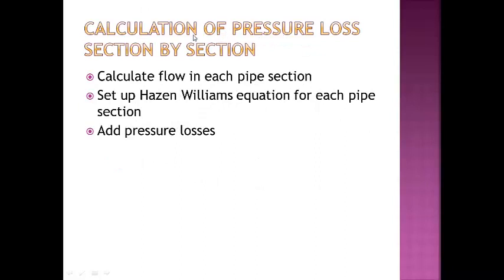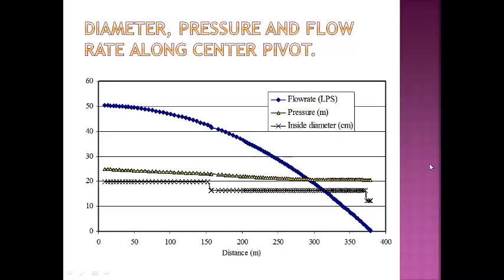You can also calculate the pressure loss section by section, which is what the computer program does in the center pivot irrigation program. You calculate the flow in each pipe section, so you set up the Hazen-Williams equation, which I just showed you for the entire pivot flow rate, but you can set it up for each pipe section and add up the pressure losses. And so that's what this graph is based on. Here's the inside diameter of the pipe versus distance from the pivot. Here's the pressure loss, and here's the flow rate. So the flow rate goes down as you go farther from the pivot point because it's going out the sprinklers.